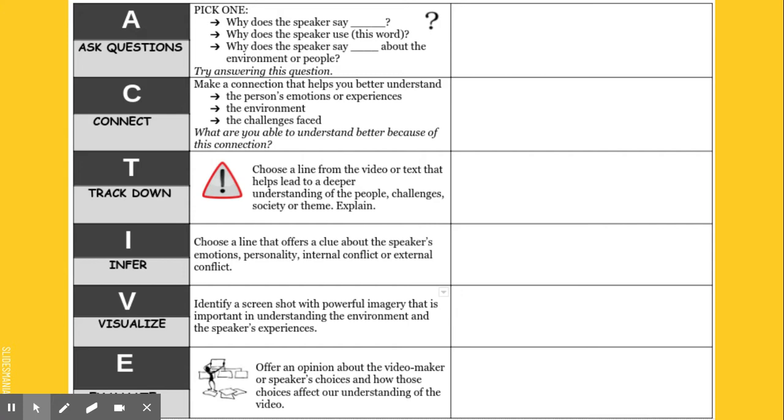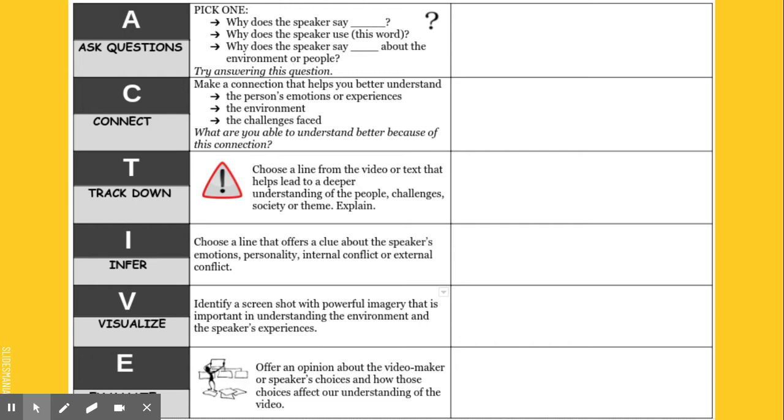Because so many times in life, we should be picking up on things that maybe aren't shared directly with us, but that someone expects us to understand. So you're going to choose a line from the video that offers a clue about the speaker's emotions, personality, internal conflict, or external conflict. So something not shared with us directly, but you use the clue plus your own knowledge and understanding of the world to say, they didn't come right out and say this, but I think we're supposed to realize this. And that's very important when we are trying to learn.